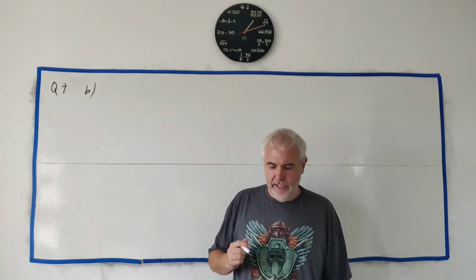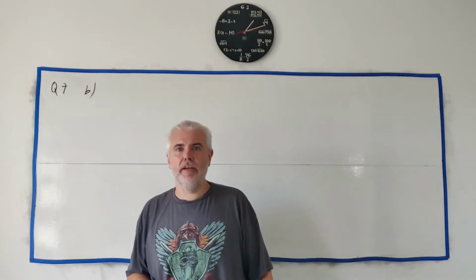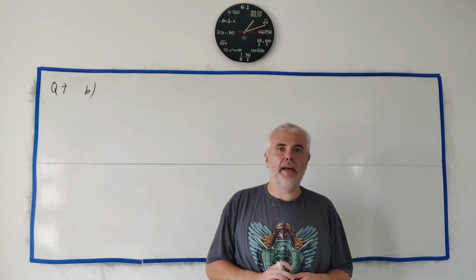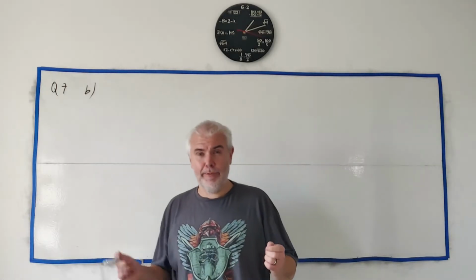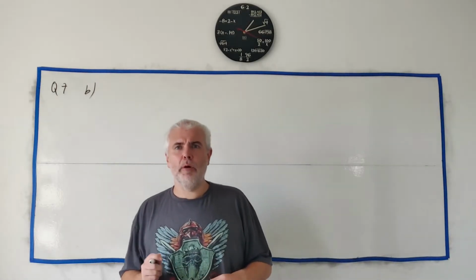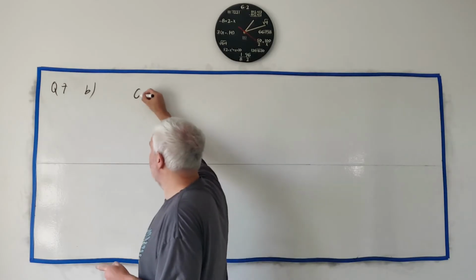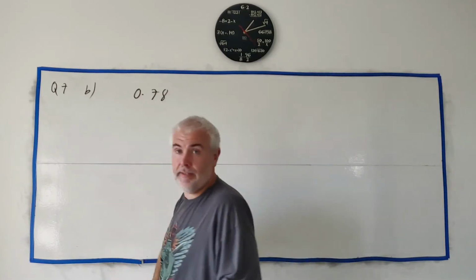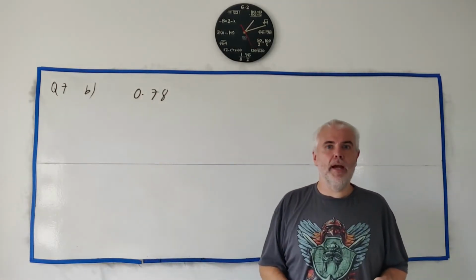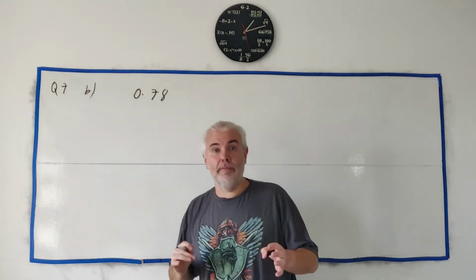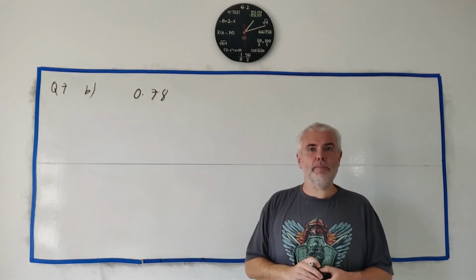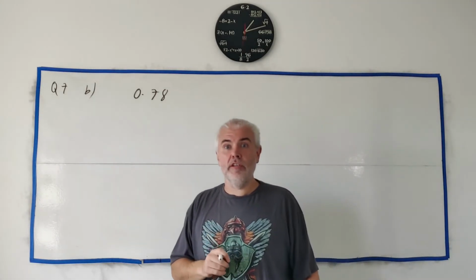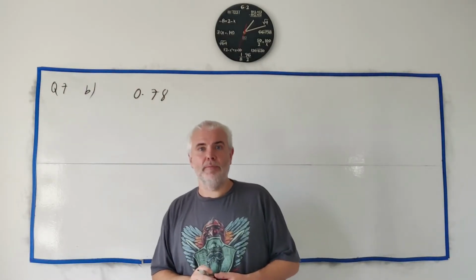In part B, they continue with the tennis. Sarah this time is playing tennis, and when she plays a service game, that means when she's serving, the probability that she wins is 0.78. And assume it's independent. The first part then they ask, what's the probability that Sarah will lose the next service game that she plays?